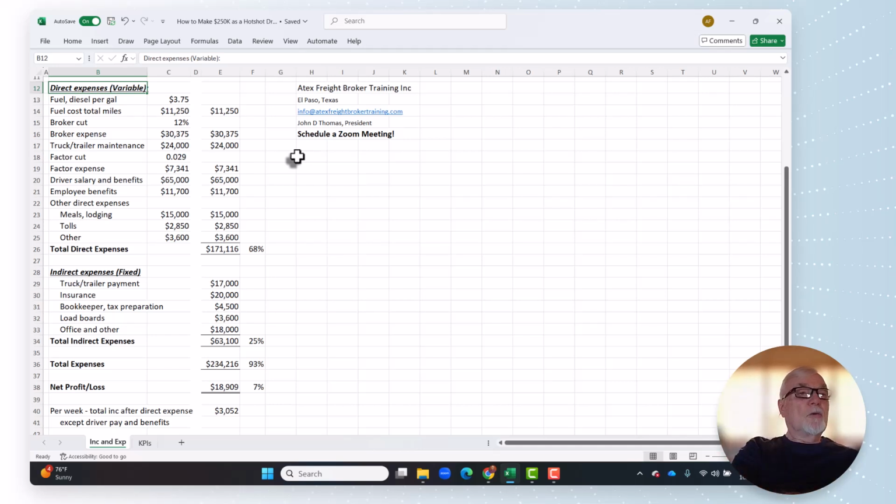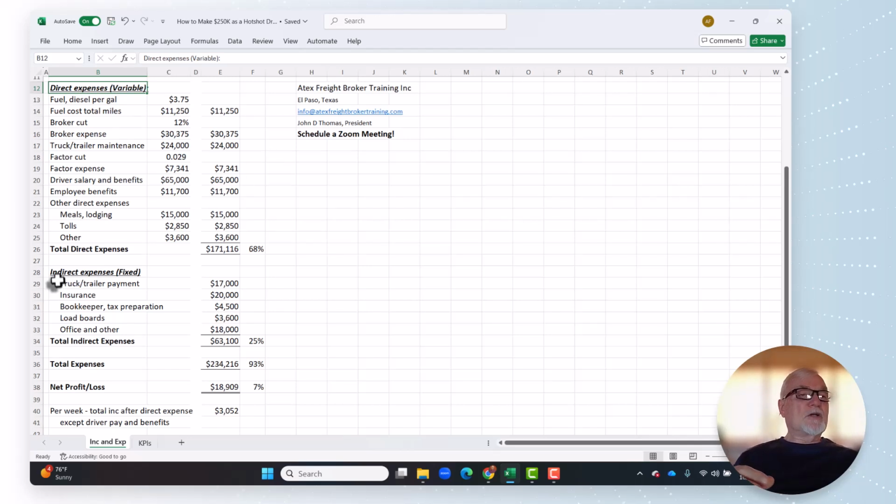You're going to have fuel. If you use a broker, you're going to have to pay the broker. You've got maintenance. You've got a factor, if you use a factor. There could be salaries, employee benefits, and other direct expenses like meals and lodging and tolls. And all of these are related to when you're out on the road, when your wheels are turning. They're variable expenses, and they vary with the income that you're generating.